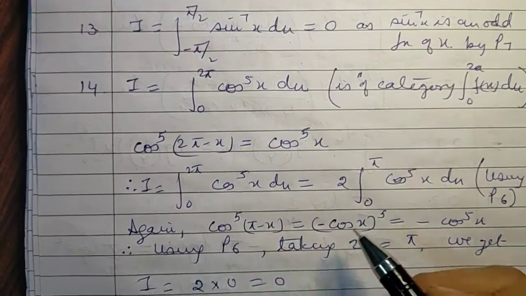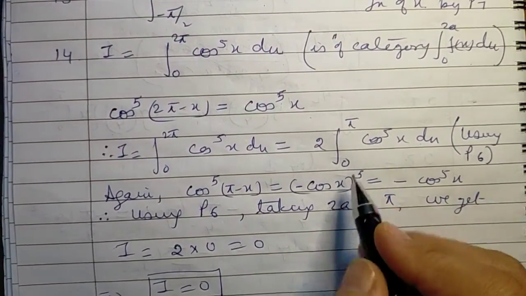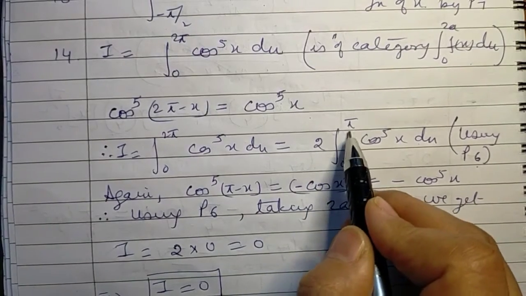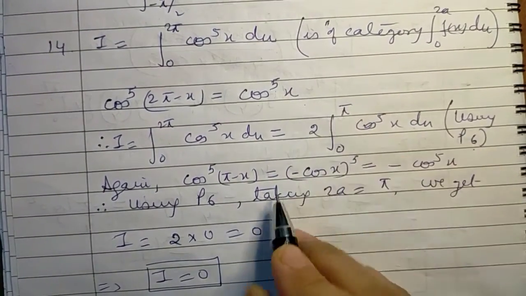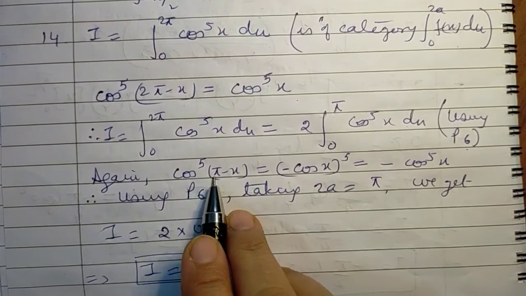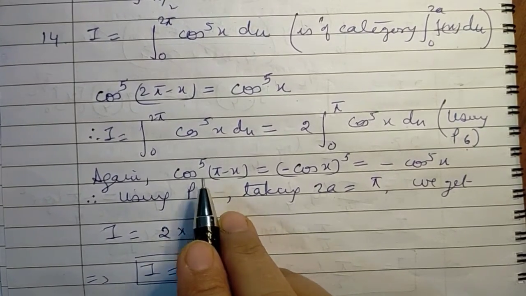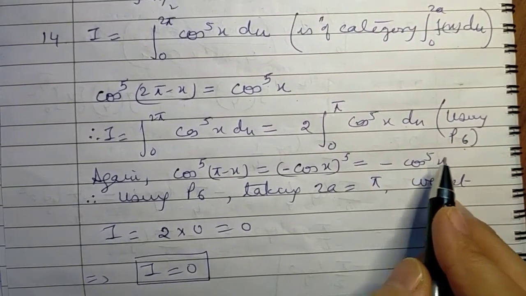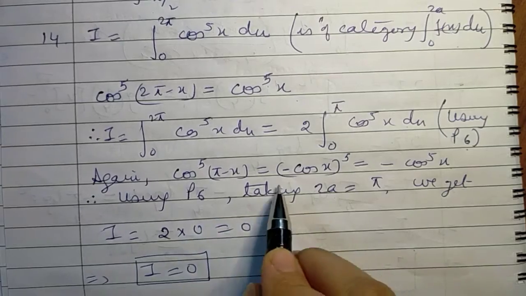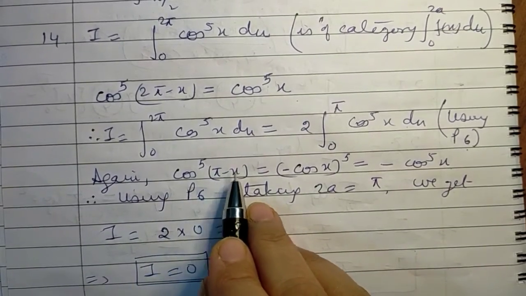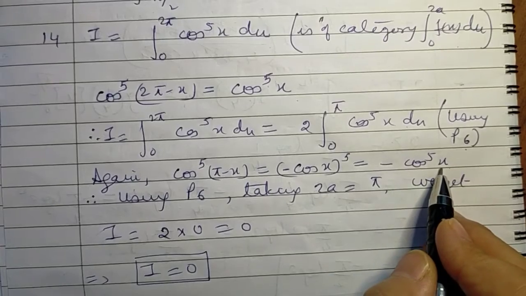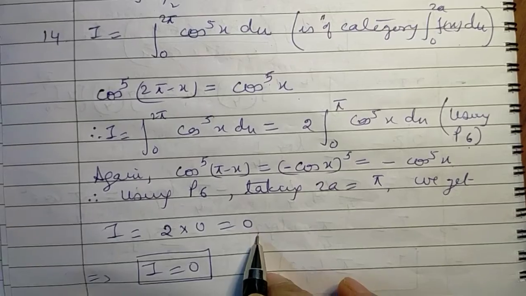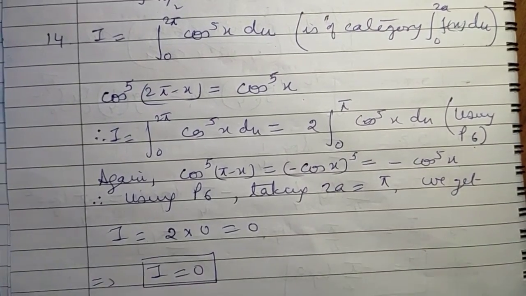Now again we check, it is of the category. Again apply the property P6, treating 2a as pi now, and we try it out. Cos of pi minus x is minus cos x, raised to the power 5 will be minus cos raised to power 5x. So again using P6, since f of 2a minus x is equal to minus f of x, we get the result is 0 directly, and so this integral comes out to be 0.